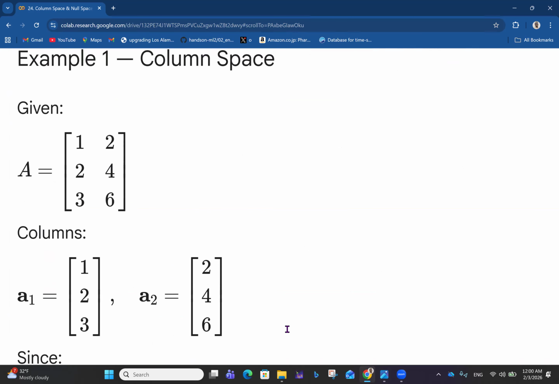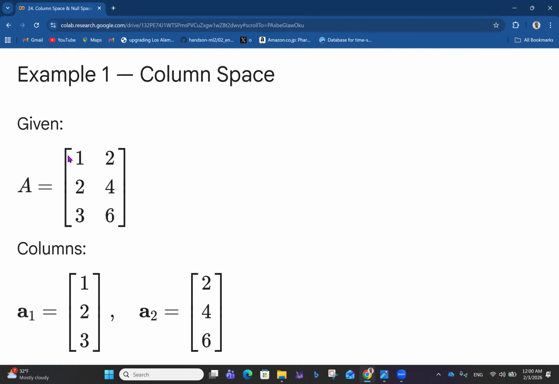So let's talk about column span then. If A is this 3 by 2 matrix, 1 2, 2 4, 3 6, of course you can already see that the second row is twice the first, and the third row is thrice the first also. Before preempting what is going to happen, we already know that the only row giving information here is 1 2. If you are looking at columns, the second column is twice the first. So in terms of columns, only 1 2 3 is really going to give you any tangible information. So let's look at the columns anyways. A1 is 1 2 3 and A2 is 2 4 6.